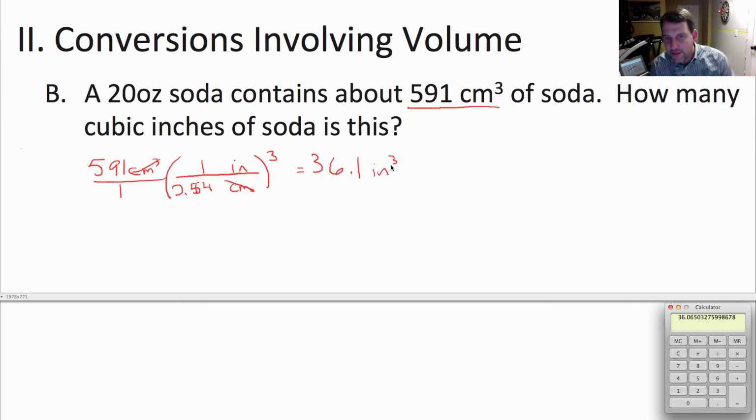36.1 inches cubed. And you can see a centimeter cubed is like this. An inch cube is like that. It's much bigger. So we're going to have fewer of them in the soda, a whole bunch of small cubic centimeters, not very many inches cubed. Right? So that's it. All you got to do for powers is make sure that you raise it to that power. So if you have a squared unit, you square all the conversions involving that unit. If you have a cubed unit, you just cube all the units in that one.